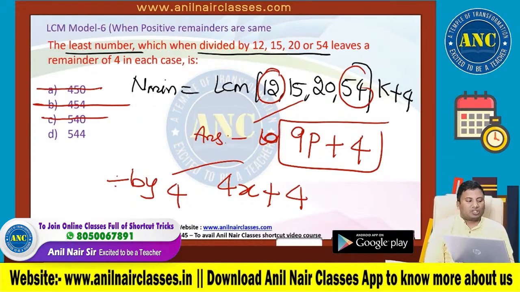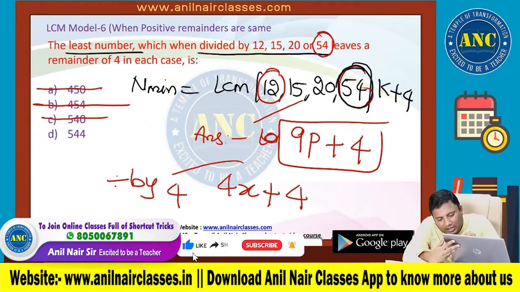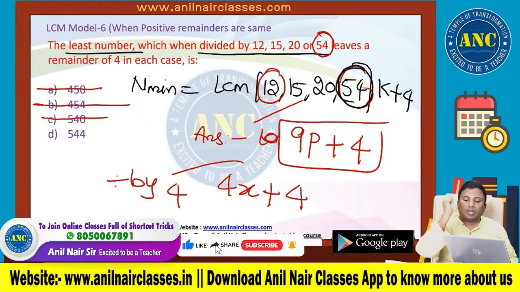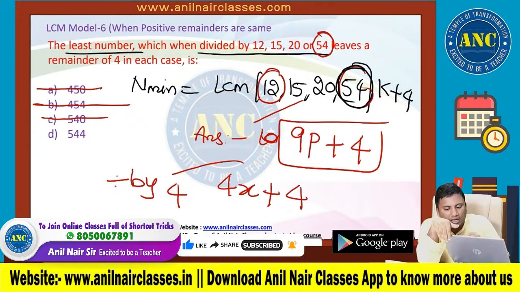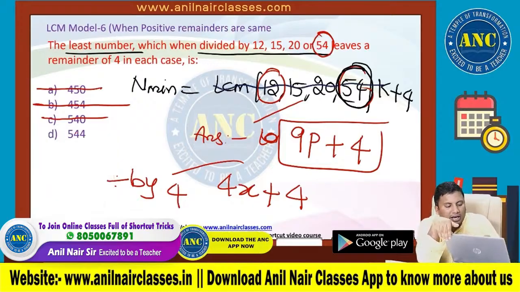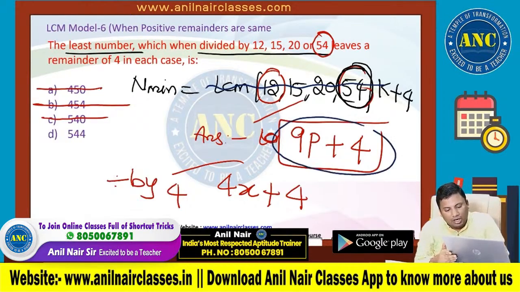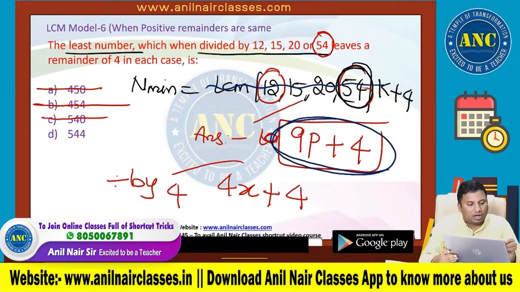544. Again I am explaining. LCM of 12, 15, 20 and 54. The catch in this question is 54. In the morning 7 a.m. class we discussed: if one number's digital sum is 9, the answer's digital sum should also be 9. The digital sum of this entire number is 9, so it is 9 into something plus 4.